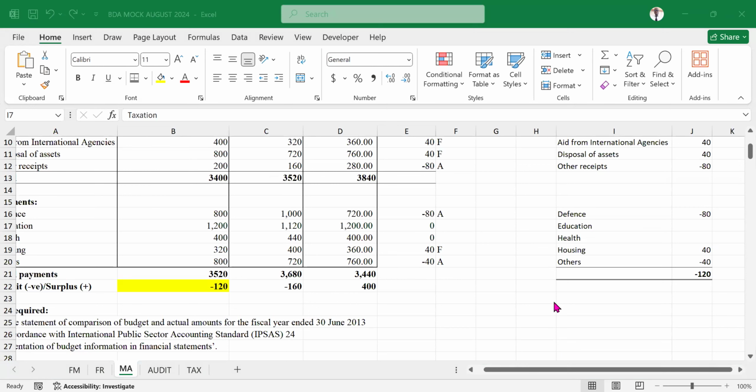Everyone is good. And I can see Matthew has also reiterated an easier way to get it. Surplus equals receipts greater than payments. Yes.